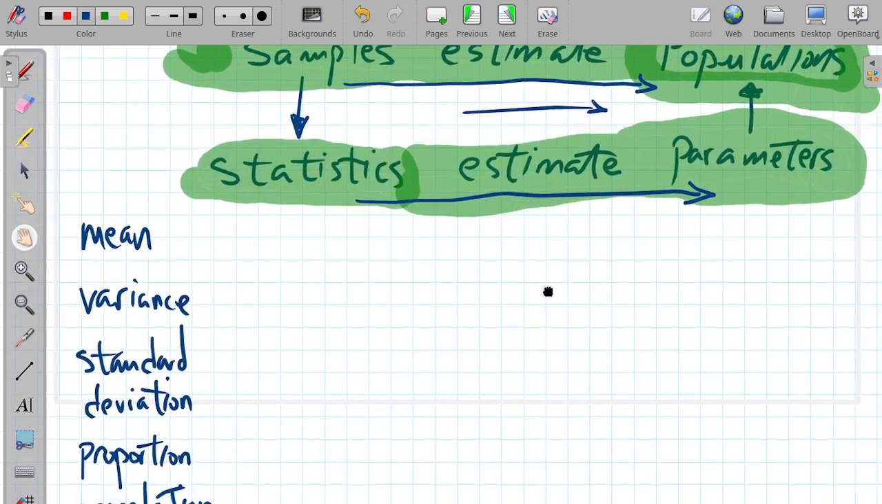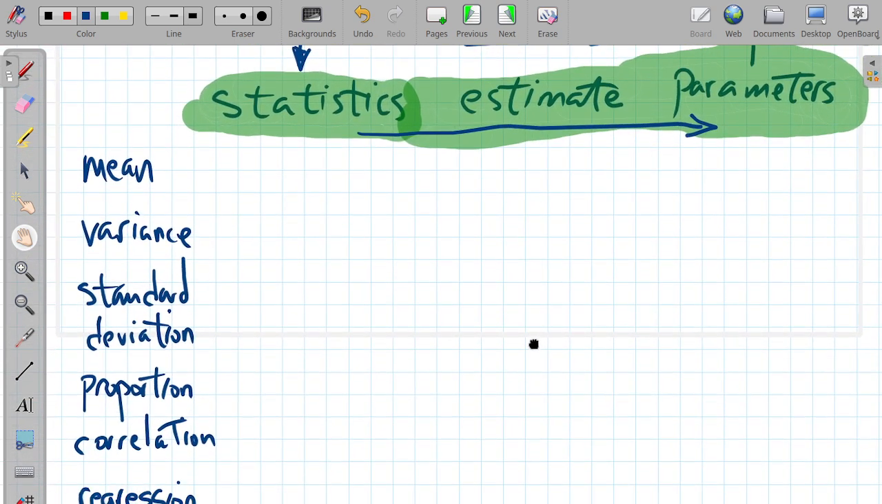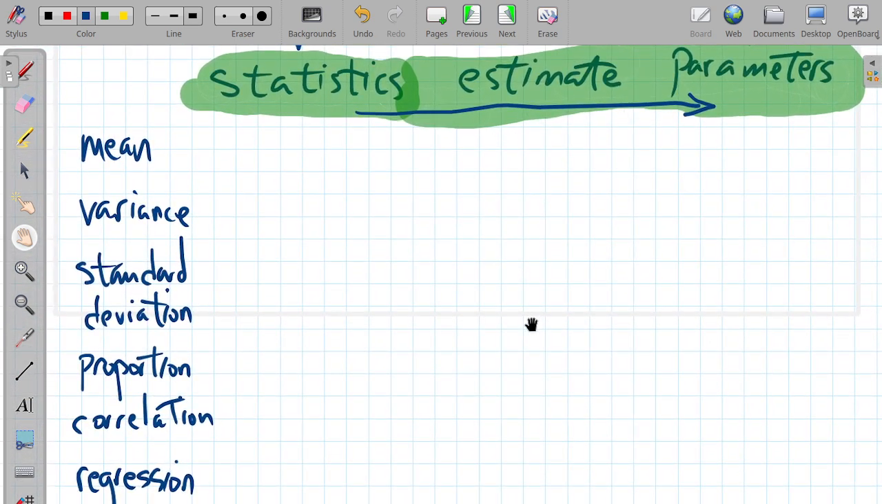Now, these are common statistics and parameters that we're going to encounter in this course. Now, you're used to the word average. Most people, I think, know how to compute an average. Just add up all the numbers, divide by how many. Well, in this course, we call those the means.